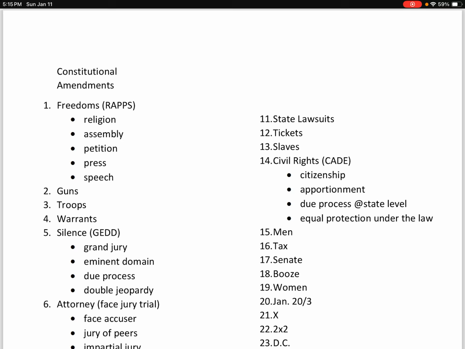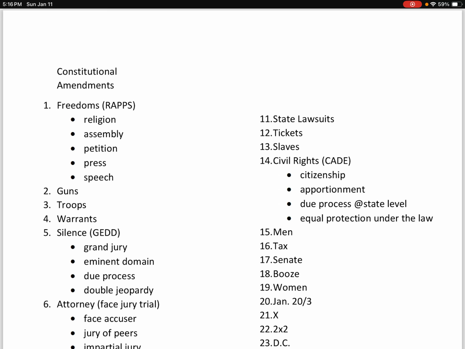Hello, students. I want to go through the constitutional amendments with you so you understand not only the shortcuts we call them at Shanley High School, but also the meaning and the description of each of the amendments. First of all, realize that the Constitution is made up of 7 articles, and these are the changes or the amendments that have been done to the Constitution.